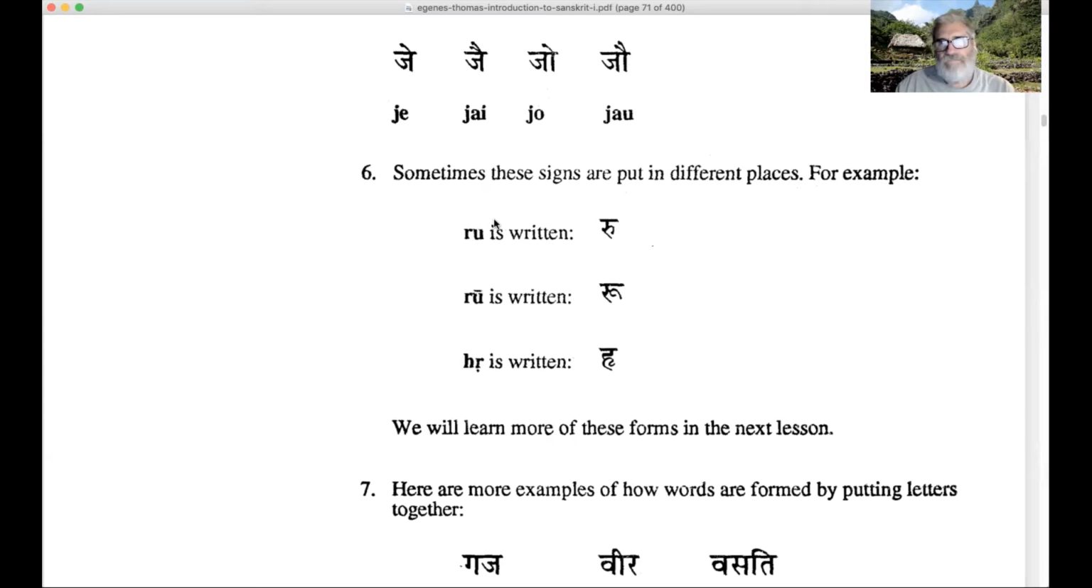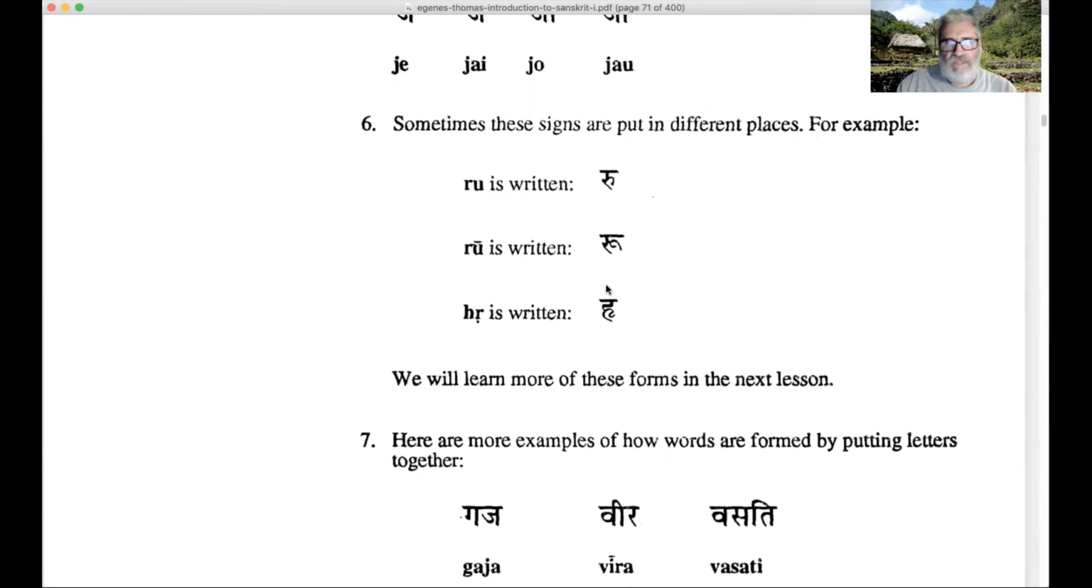Repa, R-E-P-H-A. So repa has some different forms. When we write it with a short U, it looks like this. When we write it with a long U, it looks like this.